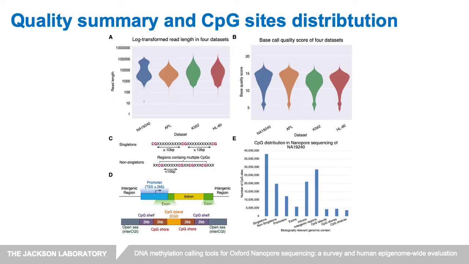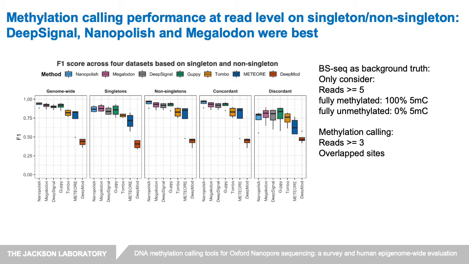The dataset quality summary after the base calling step showed that all 4 datasets achieved comparable read length and high base quality. We first compared per-read methylation calling performance at singletons and non-singletons. The F1 score across 4 datasets showed that Nanopolish, Megalodon, and DeepSignal outperformed other tools, and all tools had lower accuracy at discordant non-singletons.